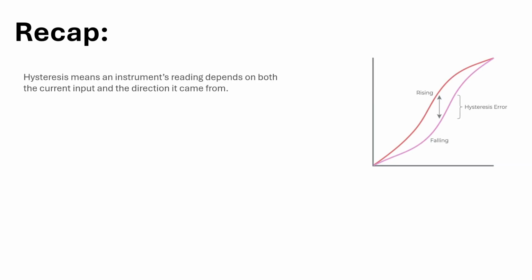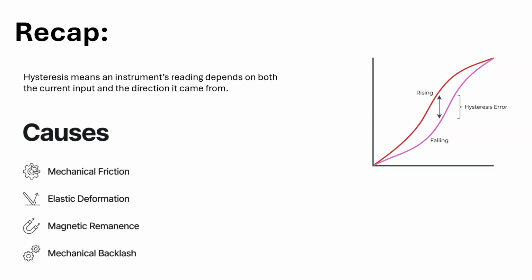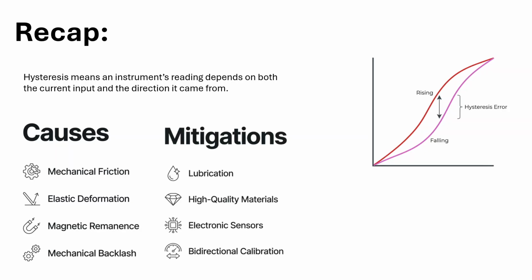So, to recap, hysteresis tells you that an instrument's history matters. The reading you get depends not just on the current input, but on whether you arrived there from above or below. The causes are mostly physical: friction, deformation, magnetism, backlash, and the fix is either better components, electronic sensing, or, when all else fails, calibrating in both directions.